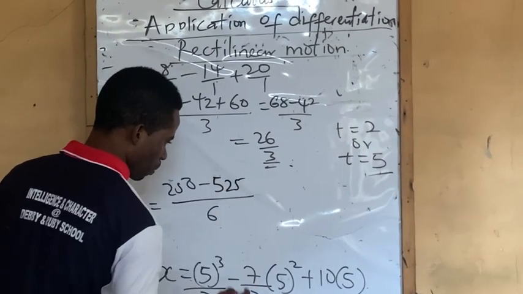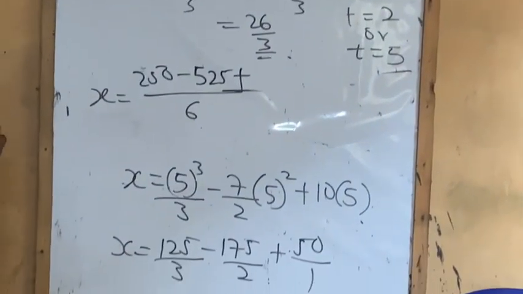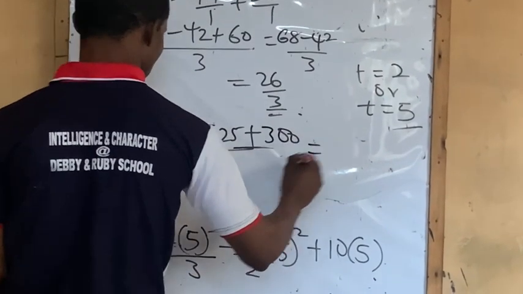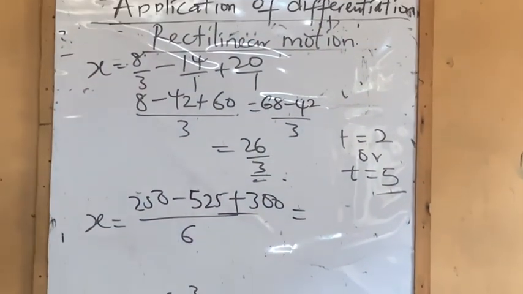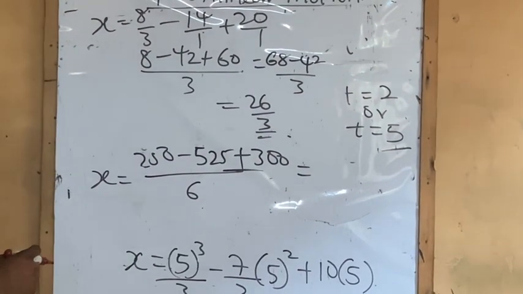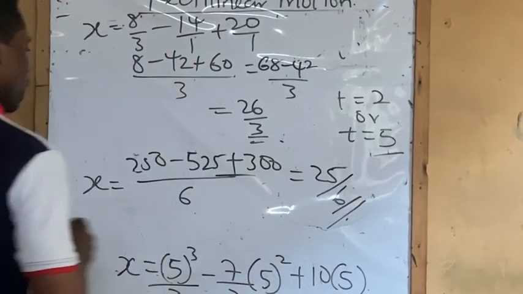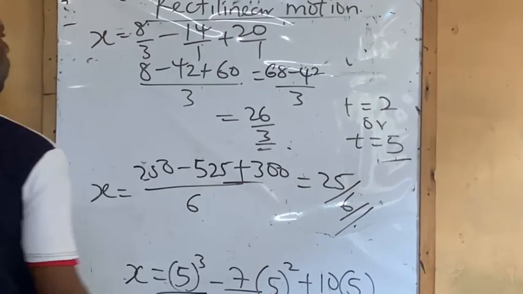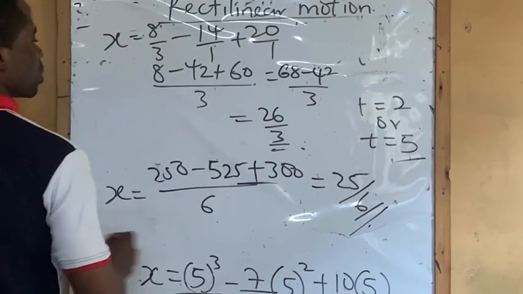525 plus 6 in 1, that is 6. And 6 times 50, that is 300. Having 250 plus 300, that's going to give us 550. And 550 minus 525, that is 25. 25 over 6. That means when t equals 5, the distance is 25 over 6. When t equals 3, the distance is 26 over 6.